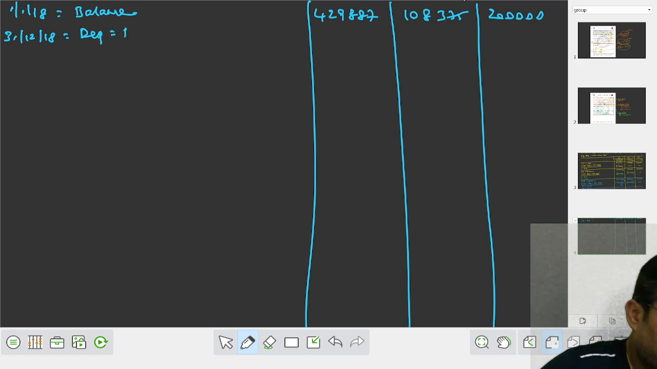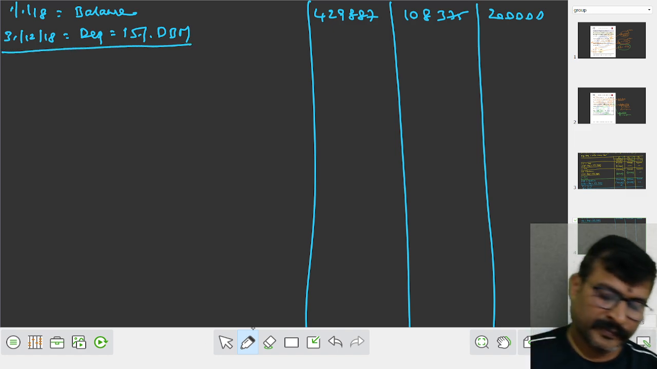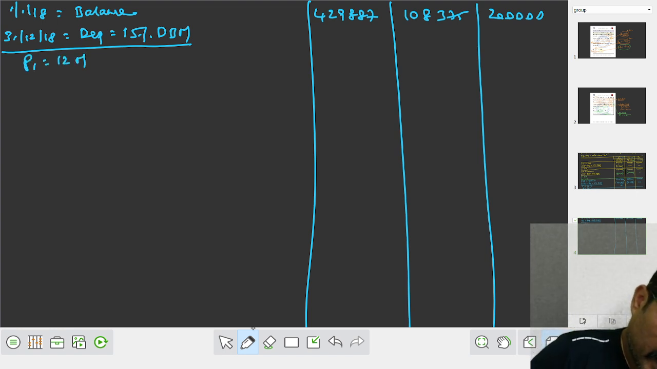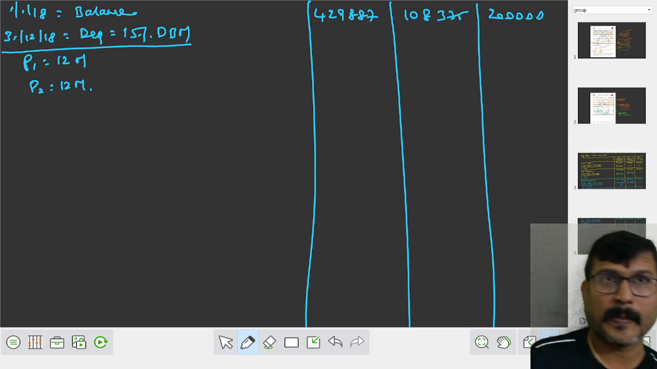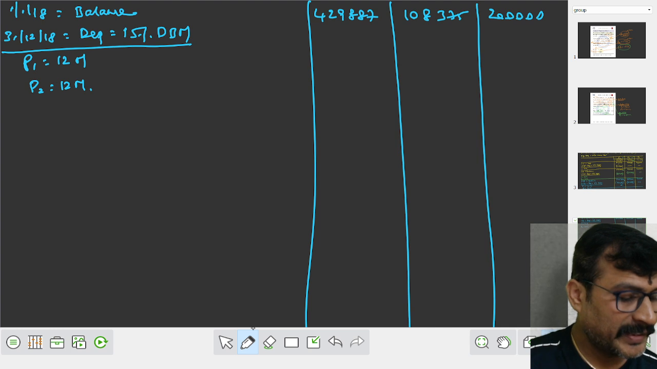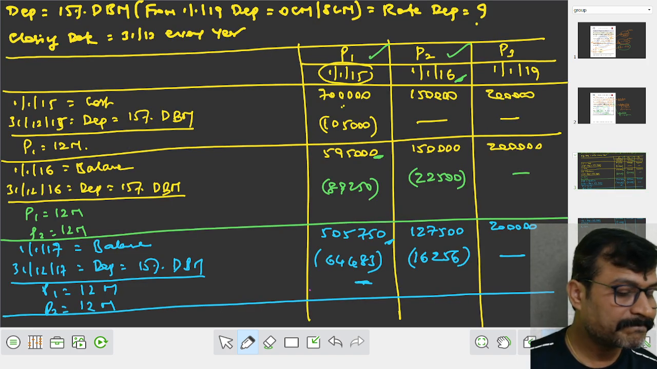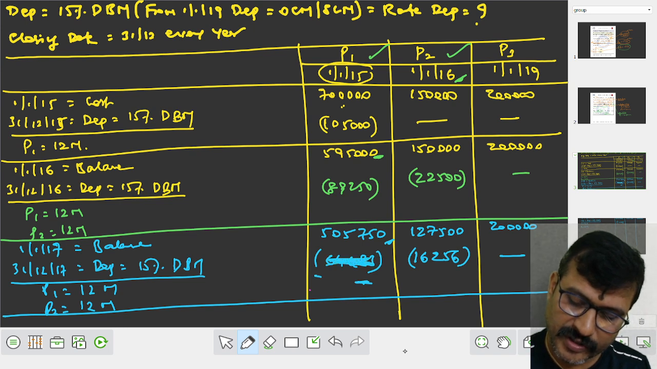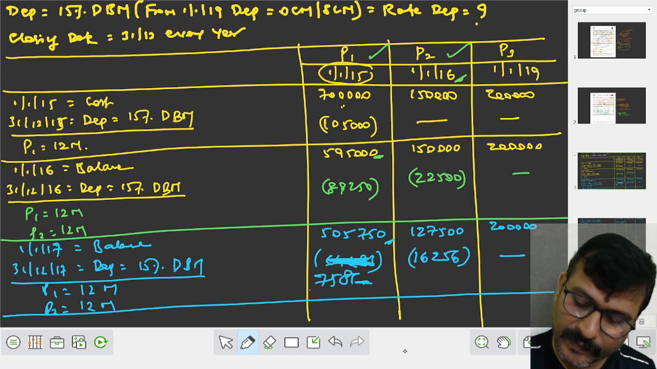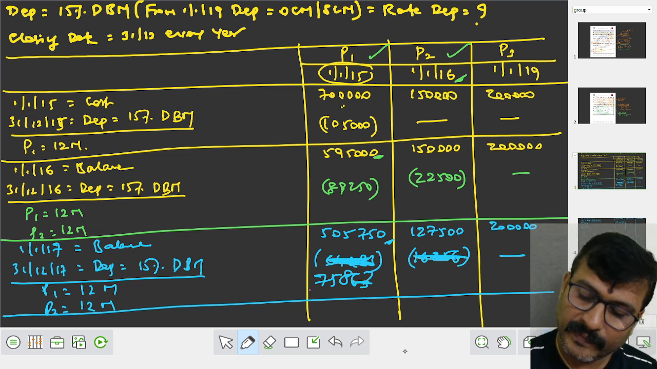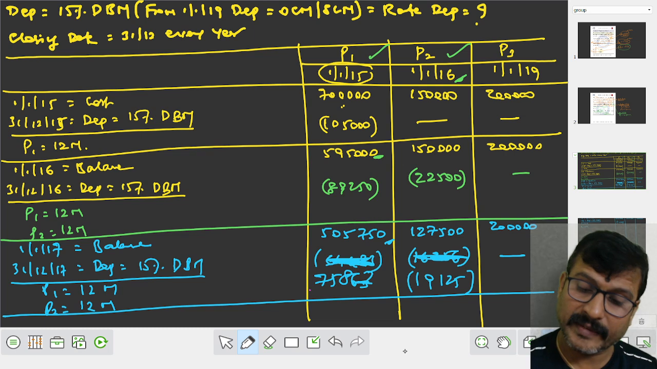Depreciation is what percent? Depreciation is same 15% under DBM method. For plant 1, same 12 months. For plant 2, same 12 months. Take 4,29,887 into 15 by 100, 12 by 12, it comes to 64,483. This is changed. 75,863 and this one is 19,125. This is for 17 year.